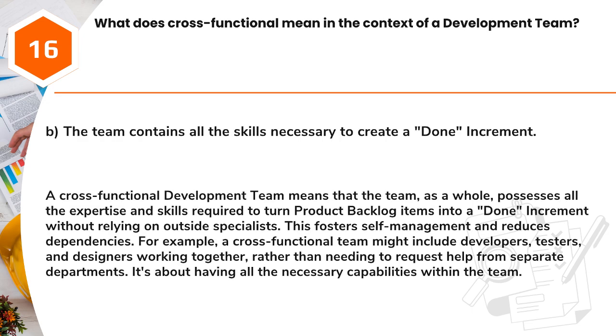Answer: B. The team contains all the skills necessary to create a done increment. A cross-functional development team means that the team, as a whole, possesses all the expertise and skills required to turn product backlog items into a done increment without relying on outside specialists. This fosters self-management and reduces dependencies. For example, a cross-functional team might include developers, testers, and designers working together, rather than needing to request help from separate departments. It's about having all the necessary capabilities within the team.